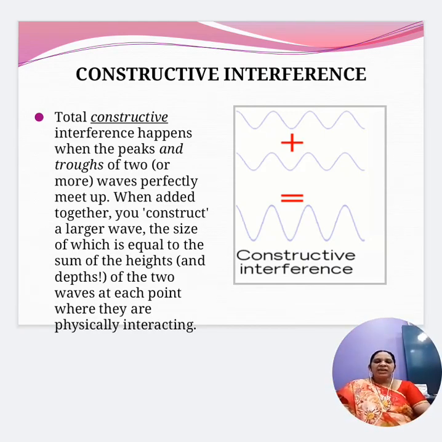When the two waves perfectly meet each other at their intersection points and get added up together, you get a larger wave, the size of which is equal to the sum of the heights or depths of the two waves at each point where they are physically interacting. This type of interference is called constructive interference.